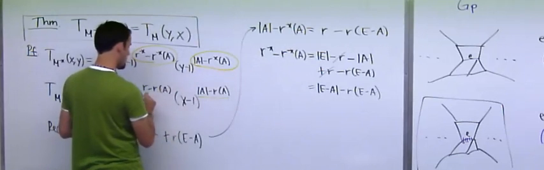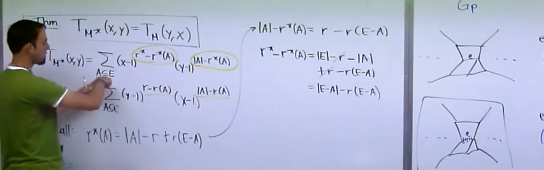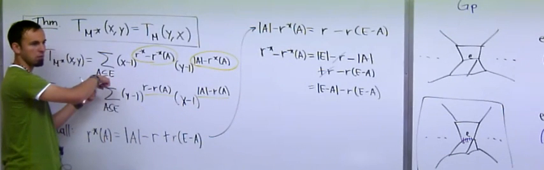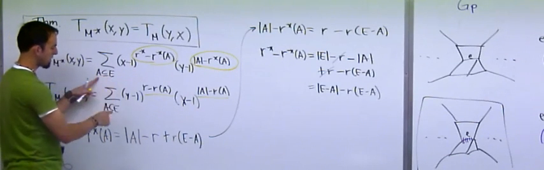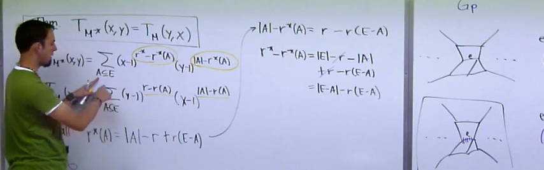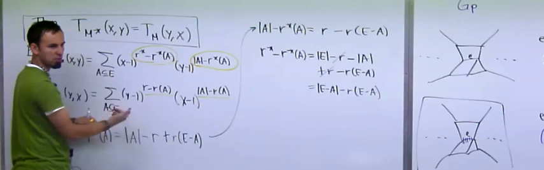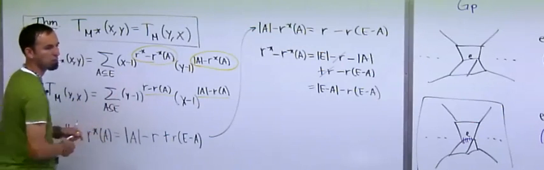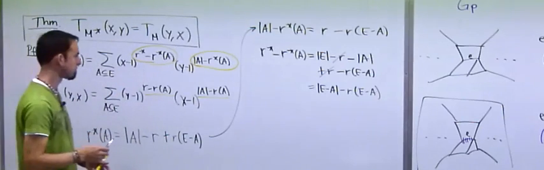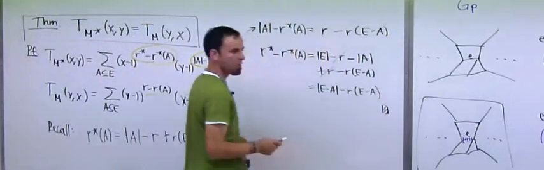So this function is equal to this function evaluated at E minus A. And what that says is that the term of A in this summation coincides with the term for E minus A in this summation. Now, as A ranges over all the subsets of E, E minus A also ranges over all the subsets of E. And so these two things are equal to each other. So that's the proof.